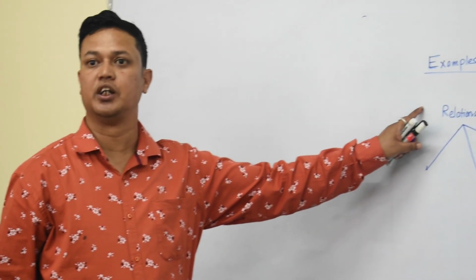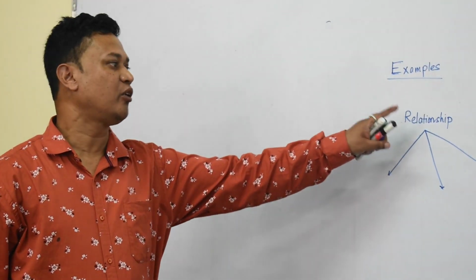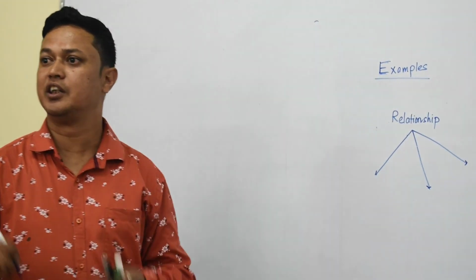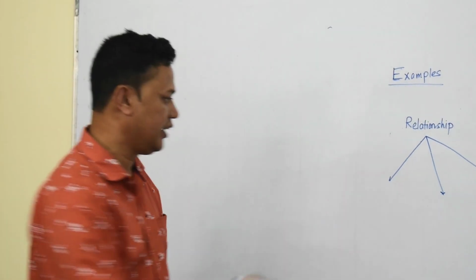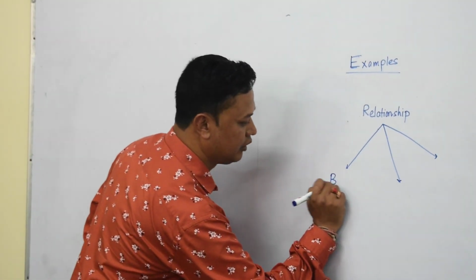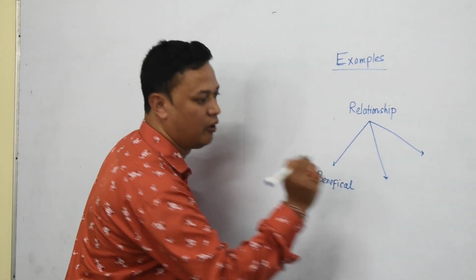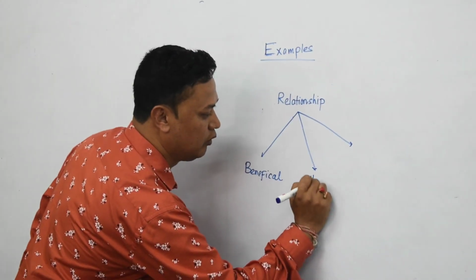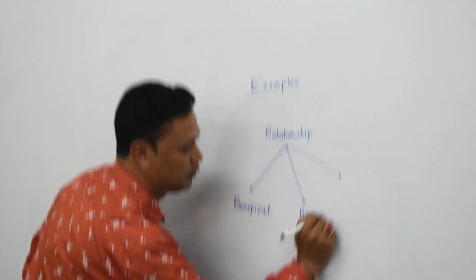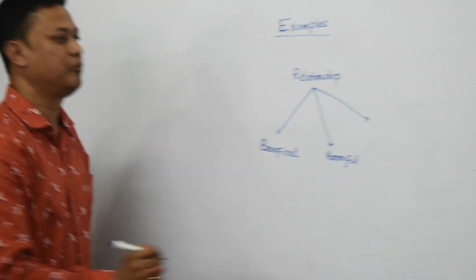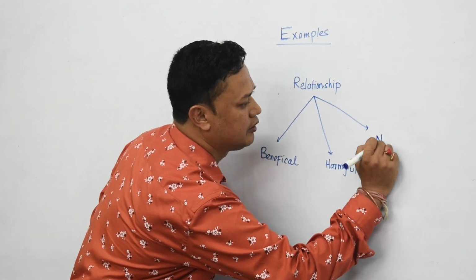Examples of correlation. When I talk about relationship, a relationship could be beneficial, or it can be harmful, or it can be neutral, right?